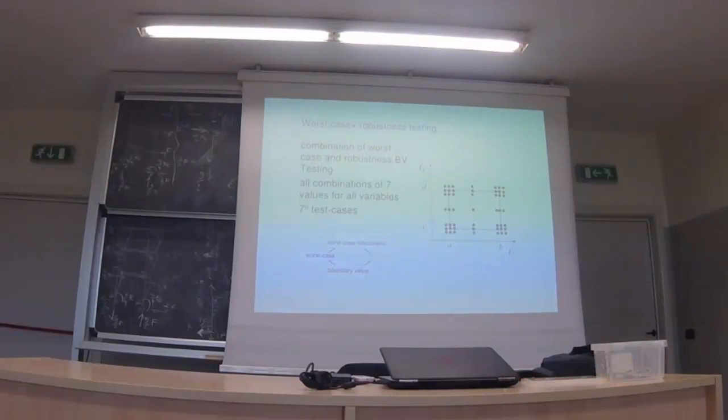Consider applying the worst case also to robust testing. So we check not only the interior points, but also the exterior ones. In this case, we have the combination of 7 possible values for each one of our variables, so 7 to the power of n test cases, because we are applying to the boundary value both robustness and the worst case scenario.